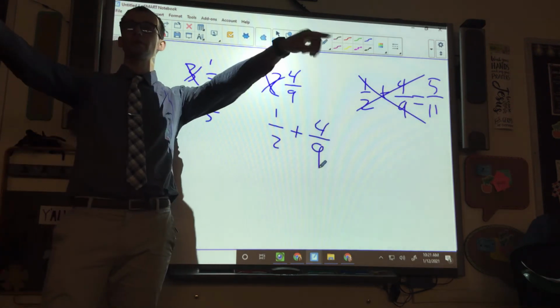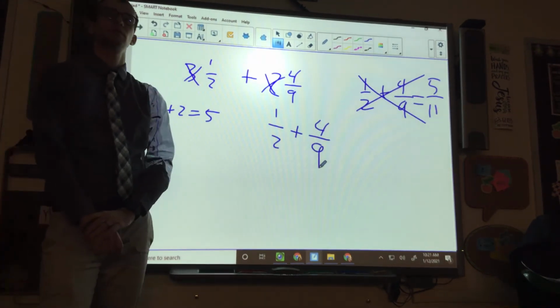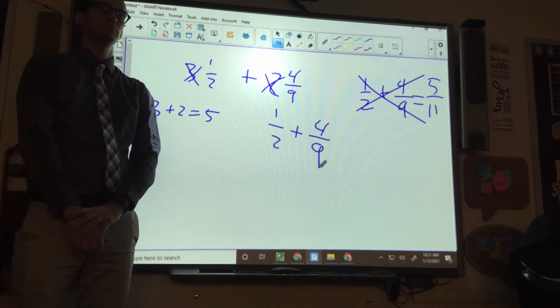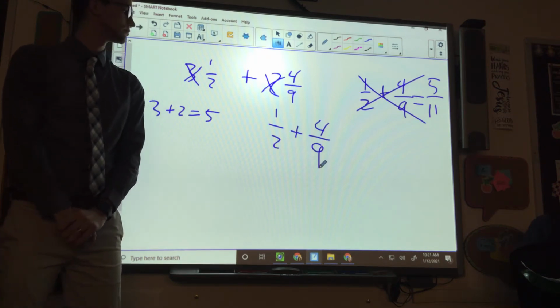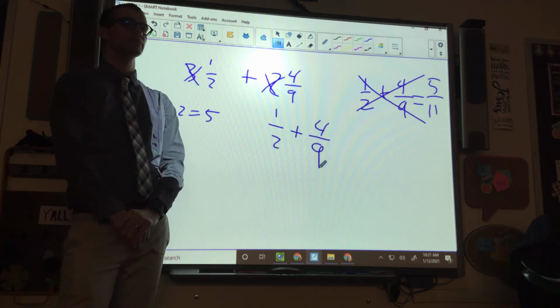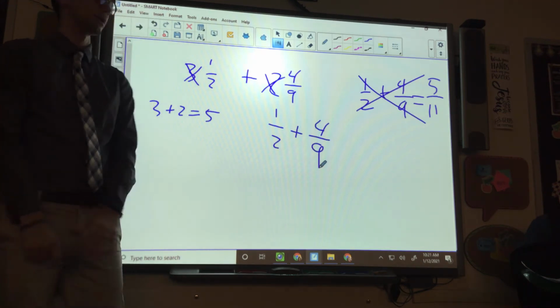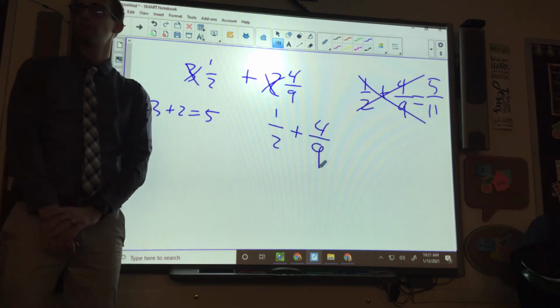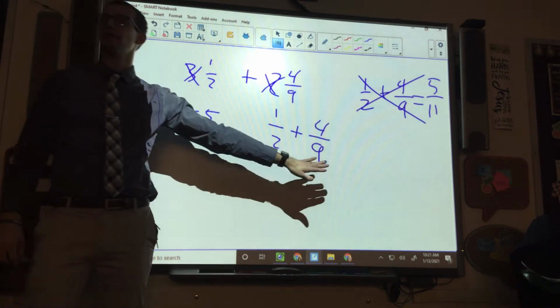Tell a partner. Don't tell me. 9 doesn't go into 10. What numbers do both 2 and 9 go into? What does 9 go into? 18. Do you remember how we figure that out if we don't know?